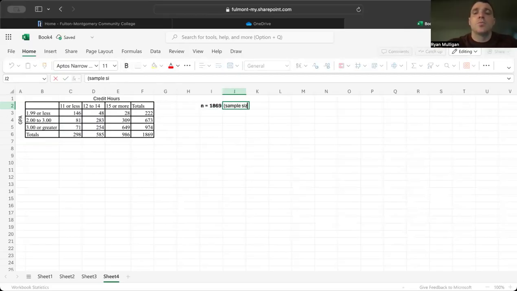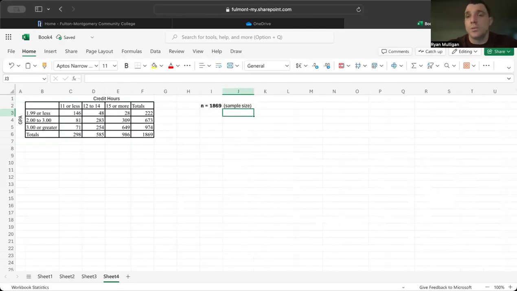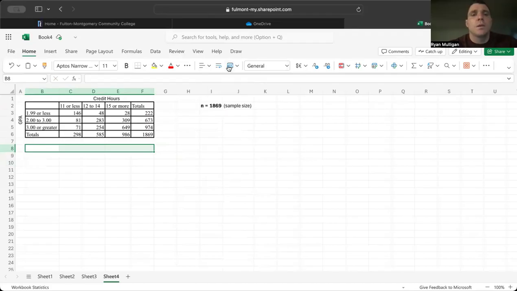Okay. And it's a really important value when we're doing a two-way table, because that sample size is going to be used to calculate a lot within our chi-square test, but also some of the very important probabilities that we're going to discuss. So the next thing that I want to do is I want to talk about the joint distribution.